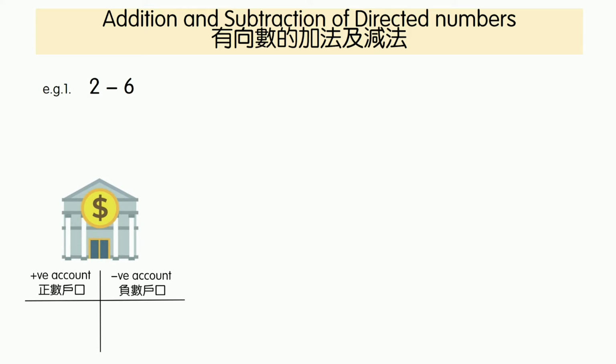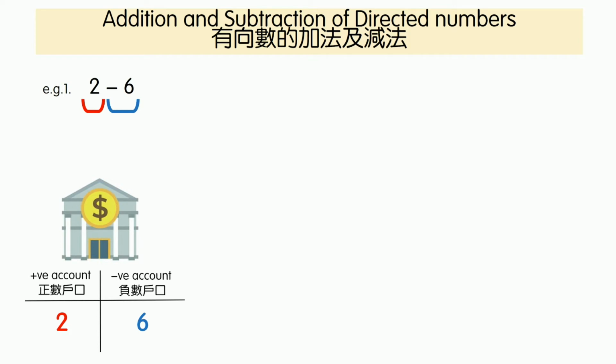Now let's look back at our equation. The plus and minus are used to separate two numbers. So in here we have in total two terms. 2, although there are no signs in front, it is a positive. 6 is negative. And so we put these two numbers into our two respective accounts.